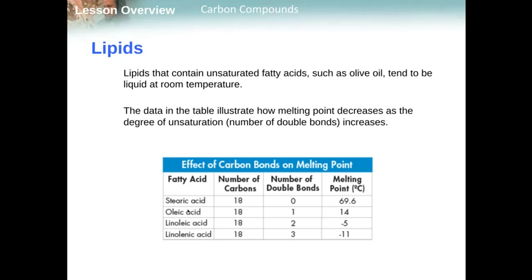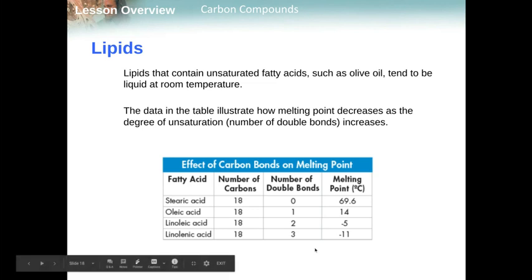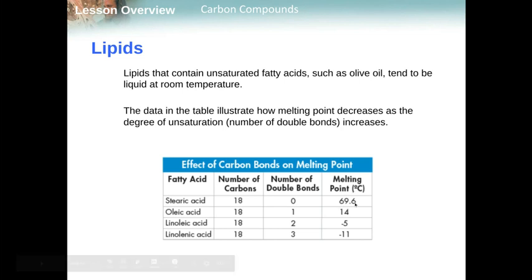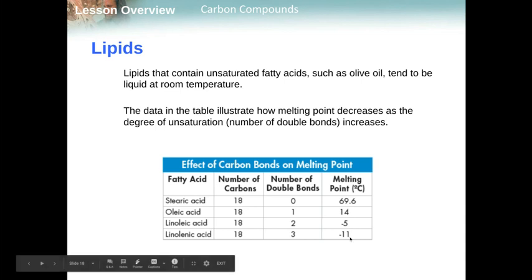So we take stearic acid, oleic acid, linoleic, and linolenic right here. So this is melting point in degrees Celsius. Okay, so 69.6 degrees Celsius is going to be about 160 degrees Fahrenheit. Oleic is going to be 14, and linoleic and linolenic we see lower and lower and lower, and they have the same number of carbons, but different numbers of double bonds.